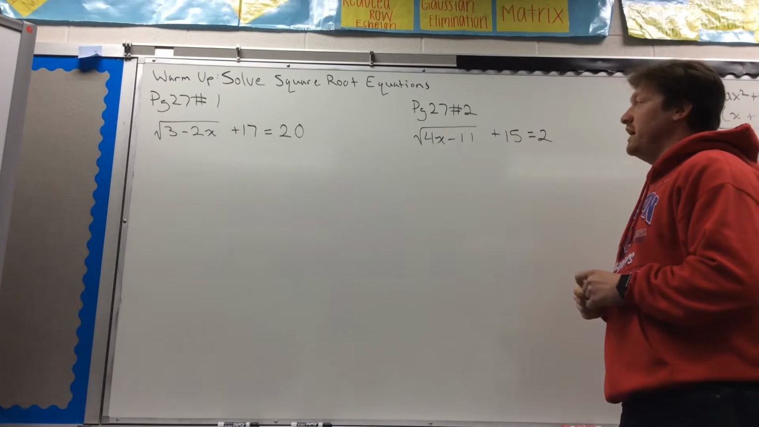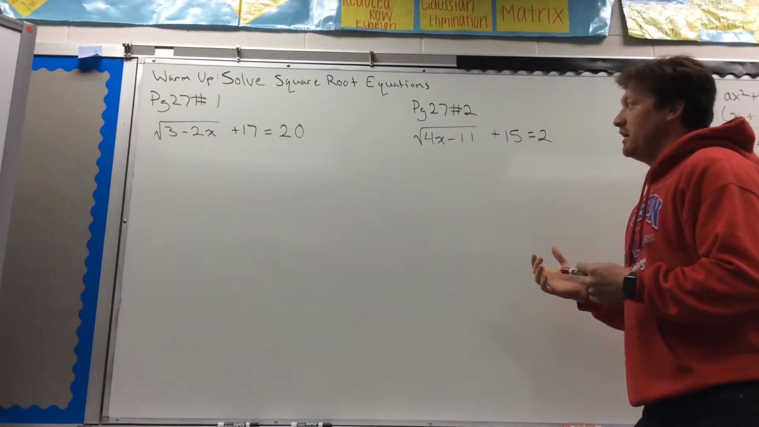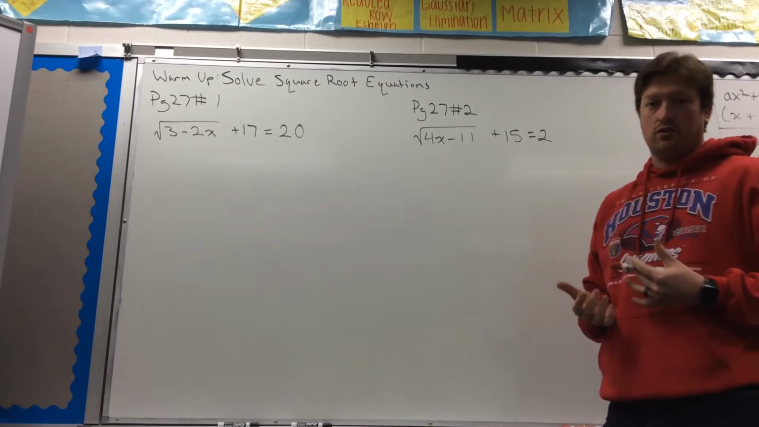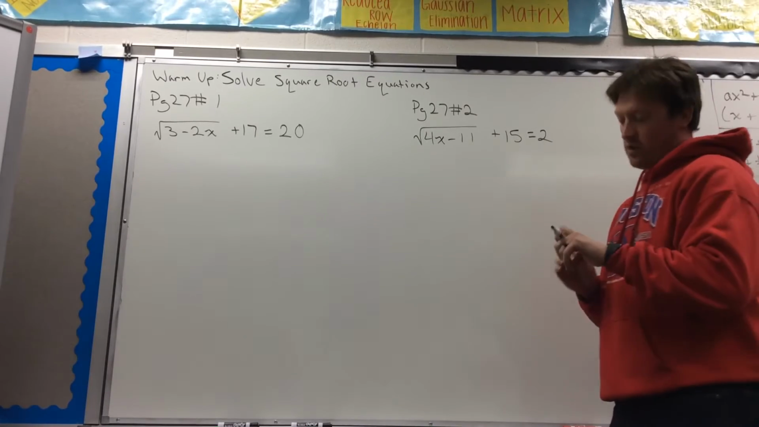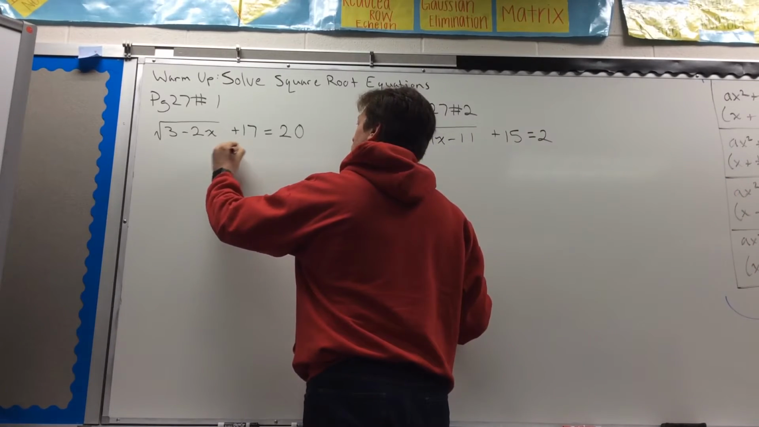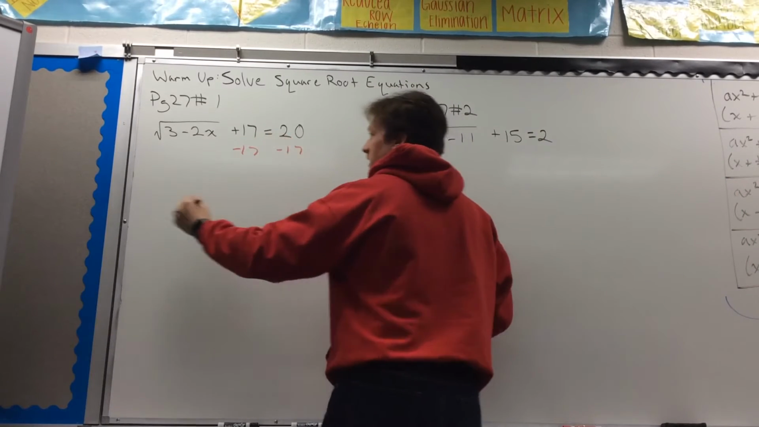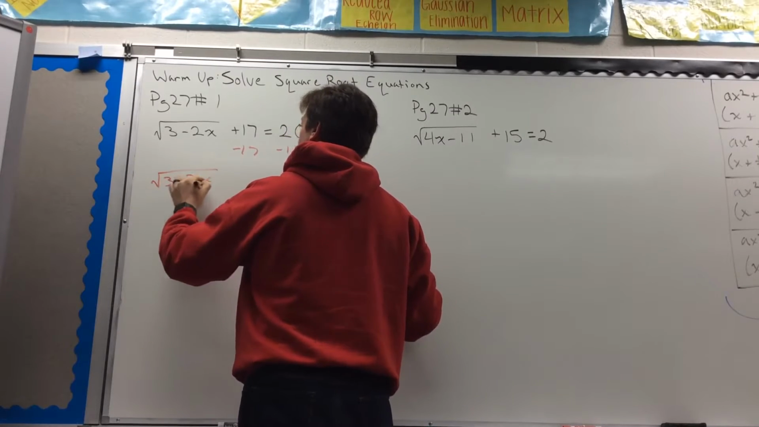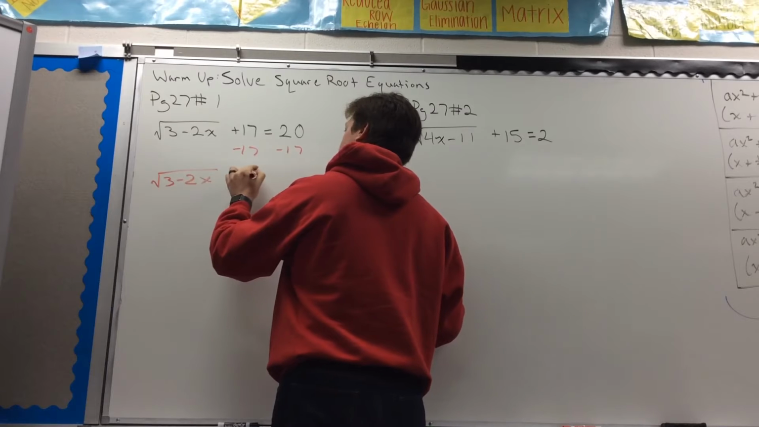We know that a square root cannot equal a negative number. If that happens, you have no solution, and you would still need to solve to see what the extraneous solution is. So with this first question right here, we're going to go ahead and subtract 17 on both sides. That's going to give me the square root of 3 minus 2x is equal to 3.